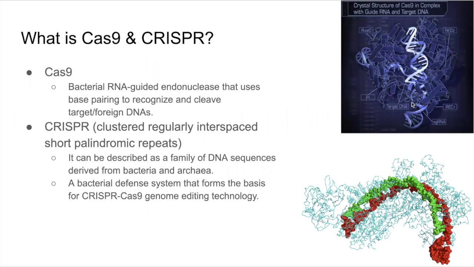CRISPR-Cas9 is divided into two parts, Cas9 and CRISPR. Cas9 is a bacterial RNA-guided protein that plays an immunological defensive role. CRISPR, which stands for Clustered Regularly Interspaced Short Palindromic Repeats, is a group of DNA sequences found in bacteria and archaea. It is a system that forms a basis for the genome editing technology.